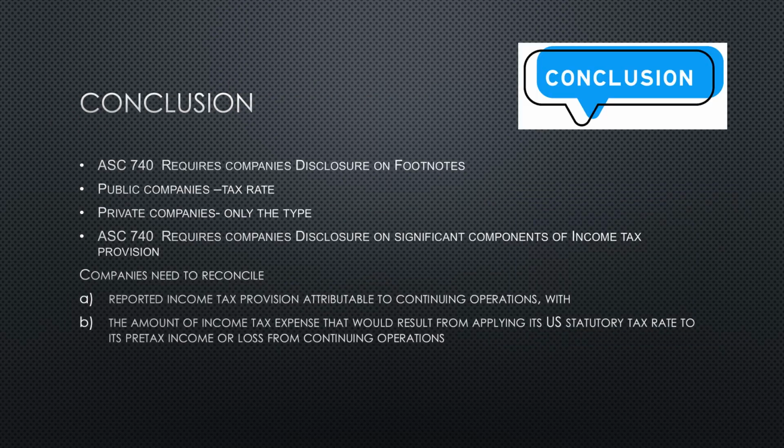All right, so in conclusion, we learned today that the ASC 740 requires companies to disclose the components of the net deferred tax assets and liabilities supporting the balance sheet, and the total valuation allowance recognized for deferred tax assets. Public companies have to disclose the tax rate, while private companies only have to disclose the type of difference. The ASC 740 also requires companies to disclose the significant components of income tax provision.